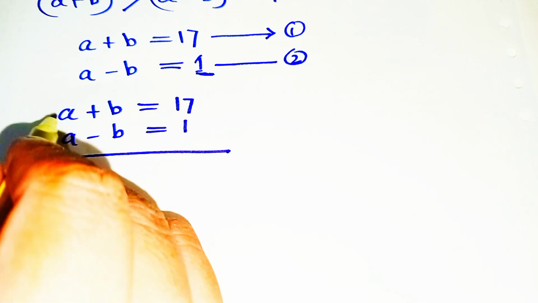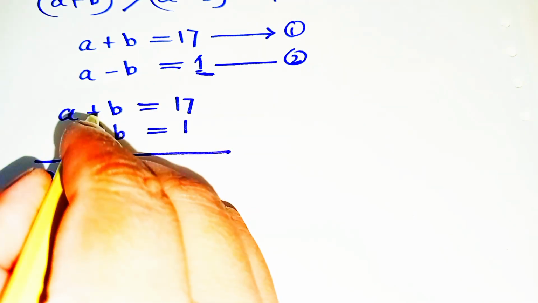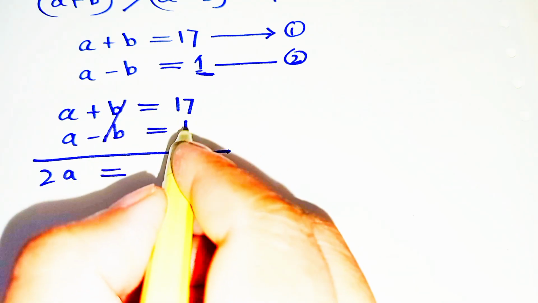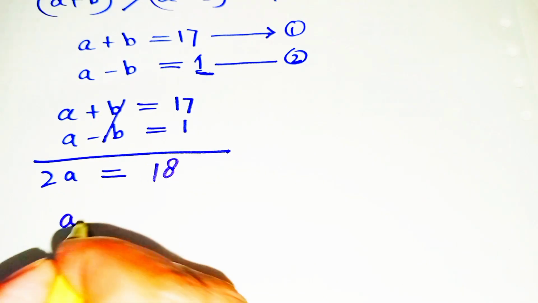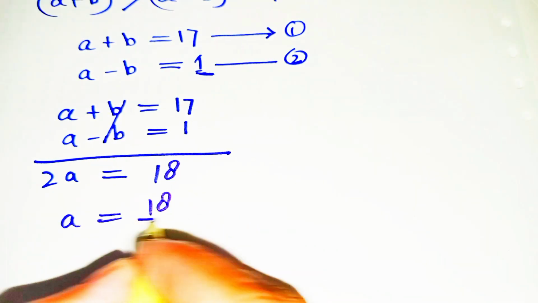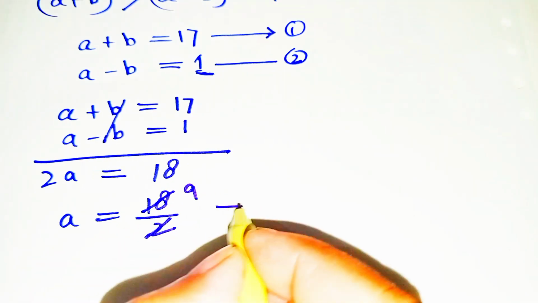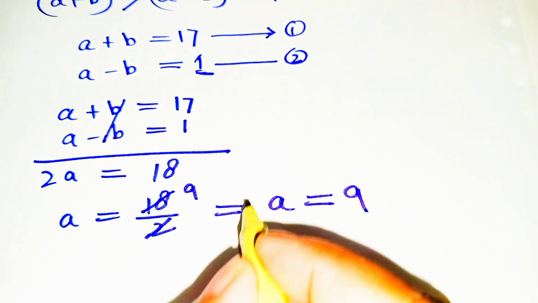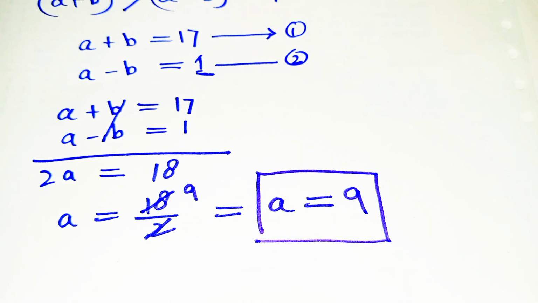a plus a is 2a, the minus and plus cancel out, and 17 plus 1 is 18. So a is equal to 18 over 2, which is 9. Now the value of a is equal to 9.